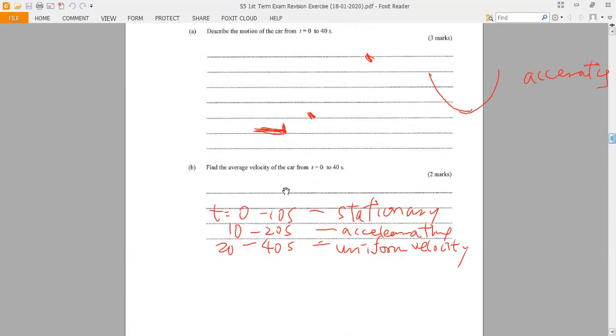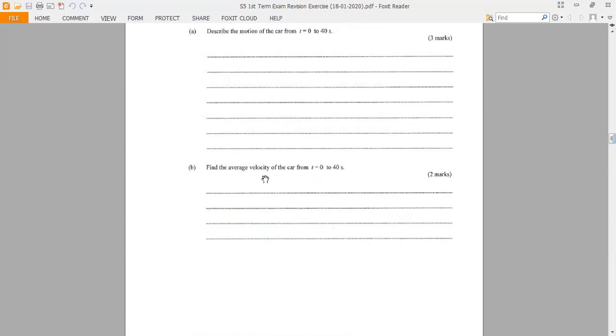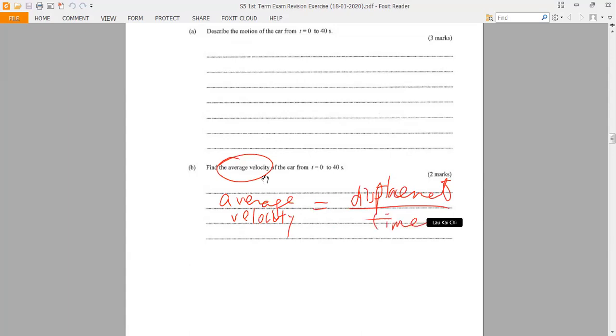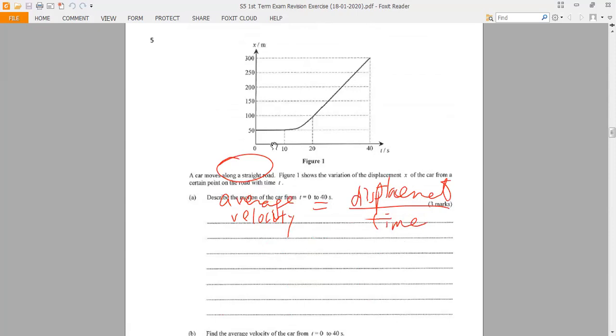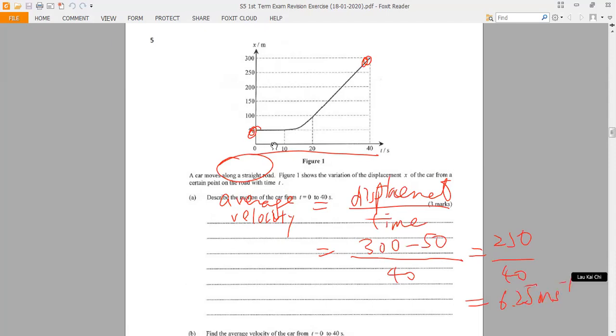And part B, find the average velocity. That's the definition: average velocity is equal to displacement divided by time. So check from the graph. What is the displacement? Usually compare the starting point and the finishing point. He was at 50 meters, and at the end he's at 300. So displacement is 300 minus 50, which is 250. The total time taken is 40 seconds, so 250 divided by 40 is 6.25 meters per second. This is the average velocity.